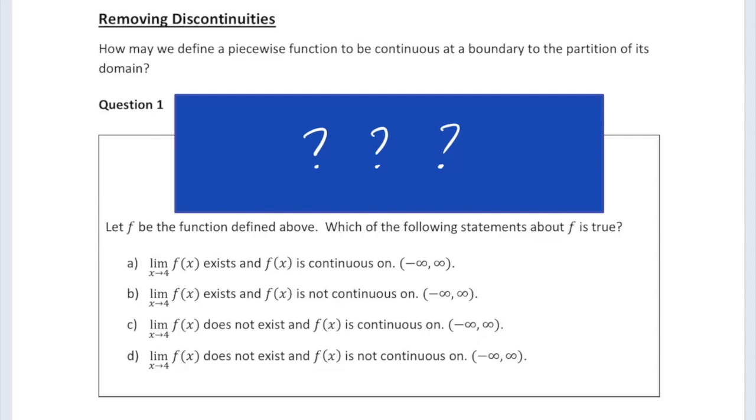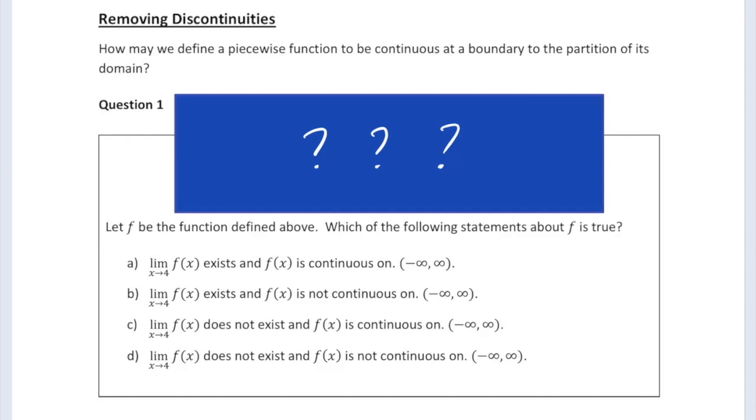In this video, we're going to discuss how we can go about removing a discontinuity from a piecewise function. Specifically, how may we define a piecewise function to be continuous at a boundary to the partition of its domain? Well, that sounds kind of complicated, but essentially what we're going to do is remove these removable discontinuities.